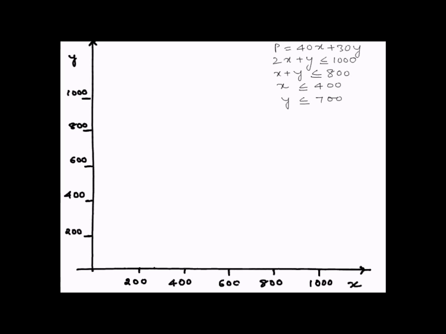In order to plot the first line, which is 2x plus y is equal to 1000, we need to find 2 points through which this line passes. Then it will become very easy to plot this line. Now the easiest points would be the y and the x intercept. So this line, when it intersects the y-axis, the value of x will be 0, and when it intersects the x-axis, the y value will be 0. So let us now find out the x and y intercepts for this equation.